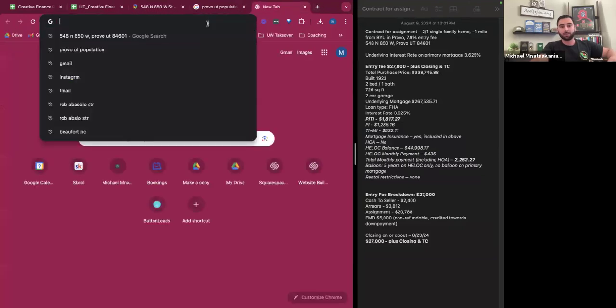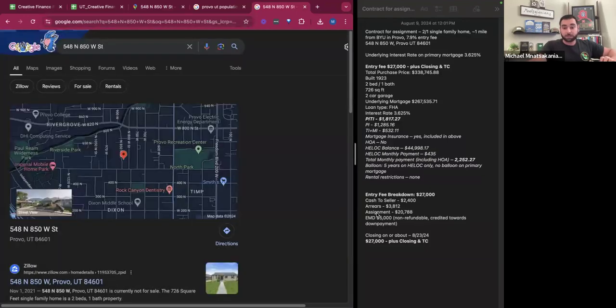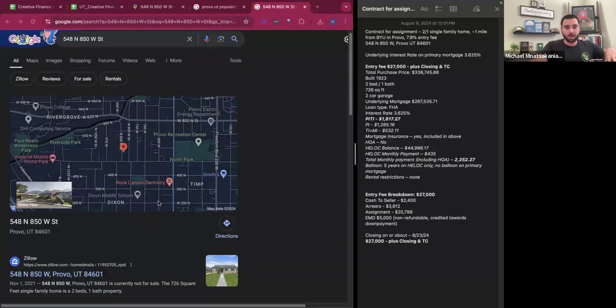Now let's see if this property has an agent commission listed here. There is none. So that means, wow, look at that assignment fee. That means there's no agent commission listed here, so this is not listed by a real estate agent. That's what that means.